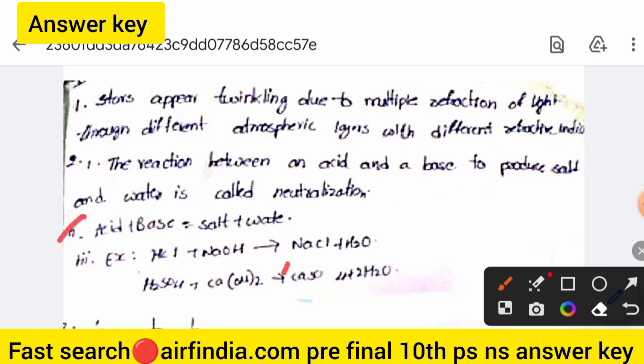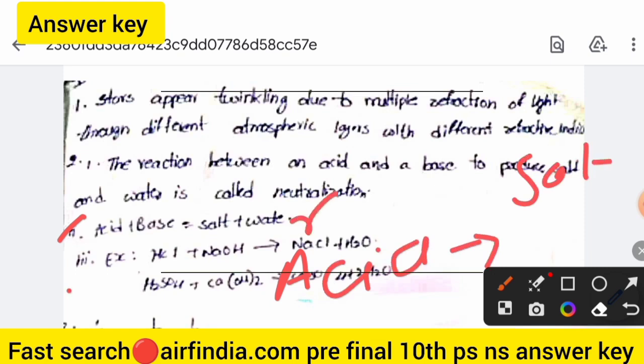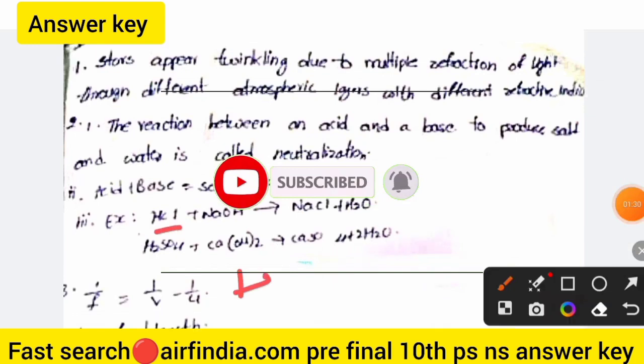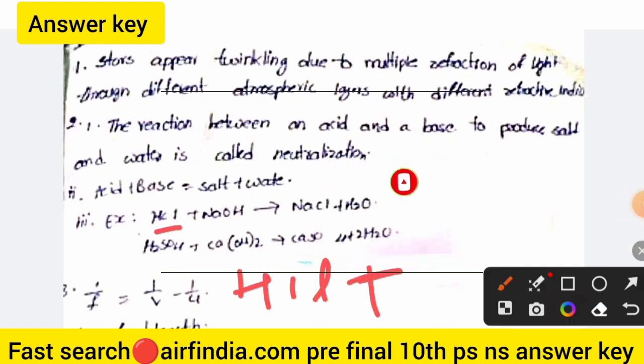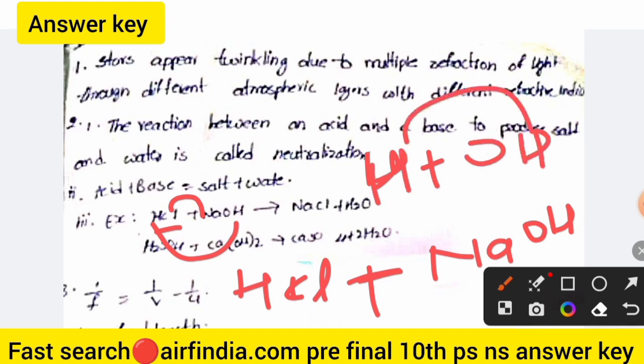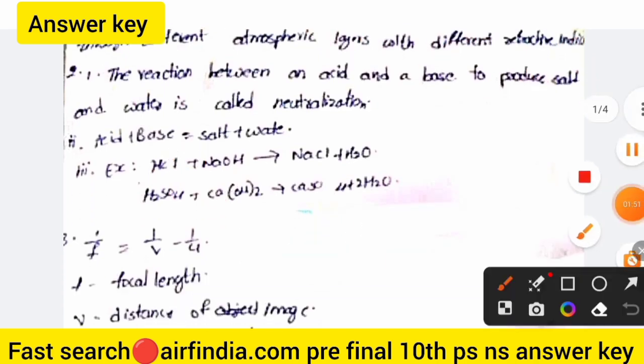Acid plus base tends to salt plus water. So here is an example: first, the acid is HCl, hydrochloric acid, and the base is NaOH, sodium hydroxide. So it gives NaCl and H plus OH. H and OH both combine to form H2O. So that's why NaCl plus H2O is formed. So this is your answer.